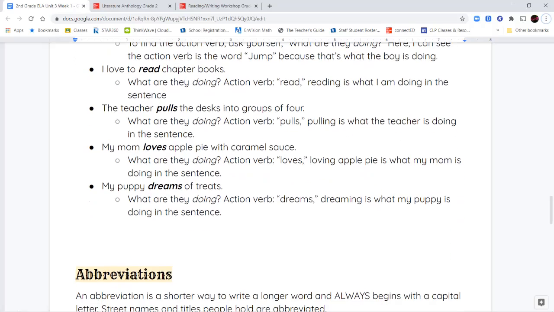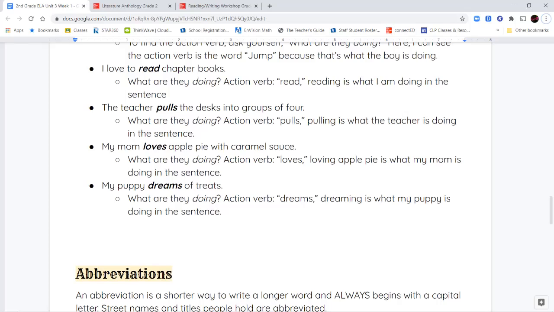Now you're also going to get into a few of them, like I said, that you can't always see very clearly. But if you take a look at the sentence carefully, you'll be able to find it. So if I say my mom loves apple pie with caramel sauce. So what does my mom do? Right now, I know that my mom loves. What does she love? Apple pie with caramel sauce. So my action verb is loves. That's the thing that she's doing that you may not be able to see. Or I can say my puppy dreams of treats. What is my puppy doing? He's dreaming. So my action verb here is dream.